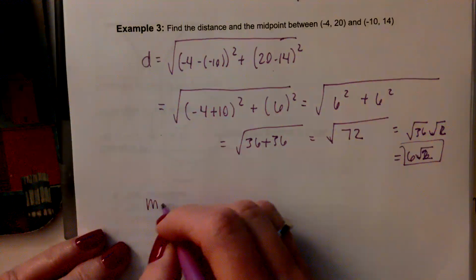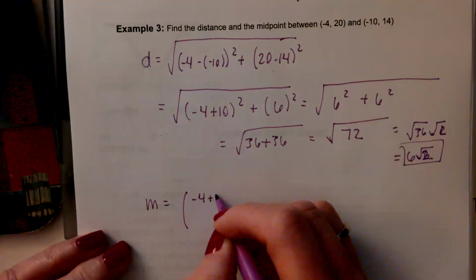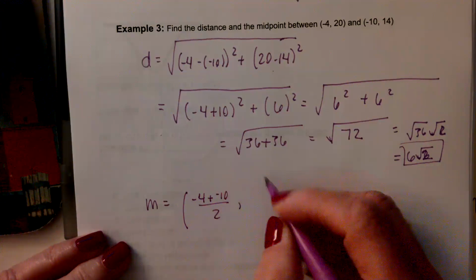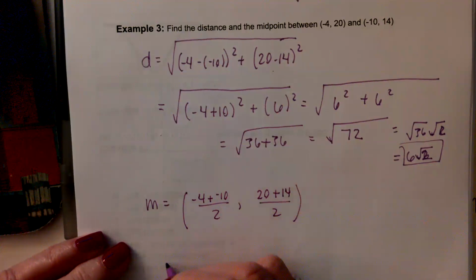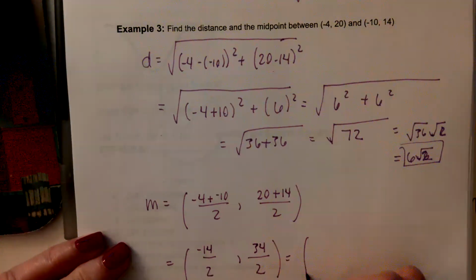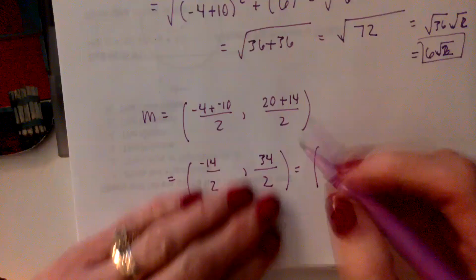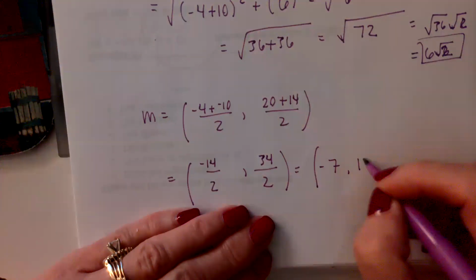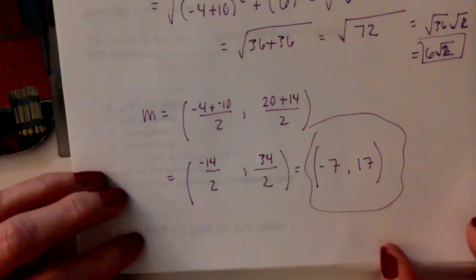And the midpoint between the same 2 coordinate points is going to be -4 plus -10 divided by 2, and 20 plus 14 divided by 2. So -14 divided by 2 and 34 divided by 2. So -7 and 17 is the coordinate.